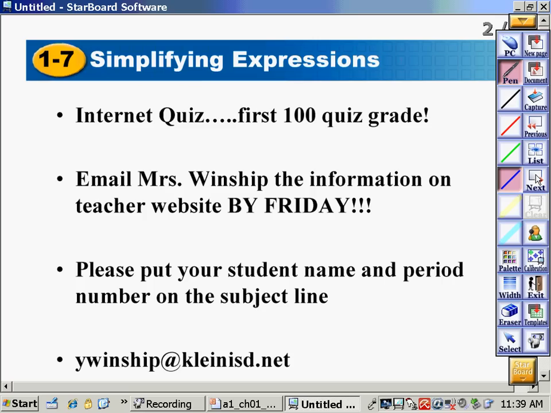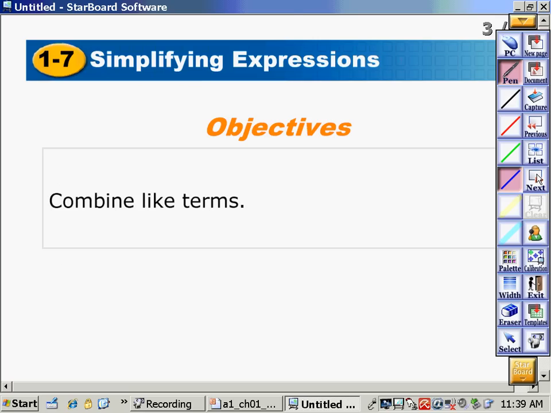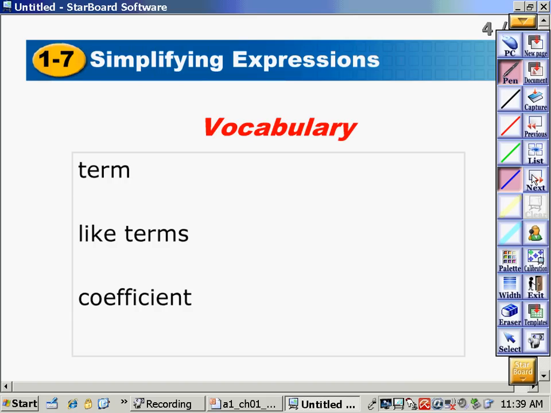All right, let's get started. We are going to be combining like terms today. That is our objective. Please write down these three words and then we will discuss them. So go ahead and get in your composition book and be ready to write.